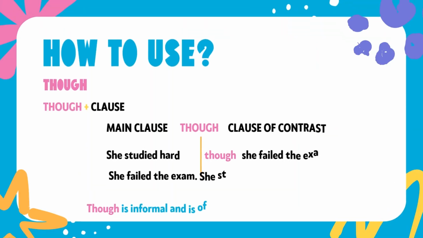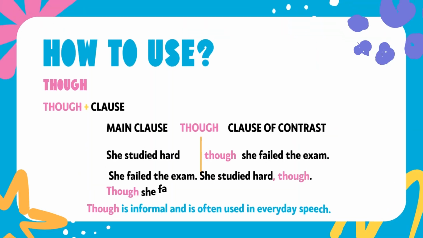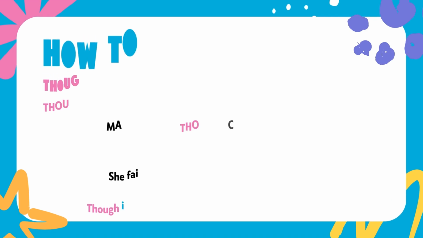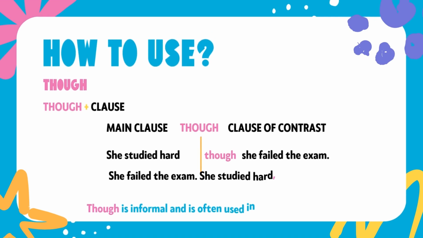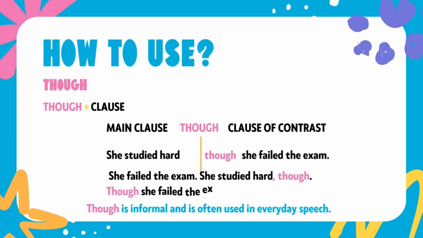Though, we use though with a clause. We place though at the beginning of the sentences or in the middle of the sentences and even at the end after a comma. Though is informal and is often used in everyday speech.